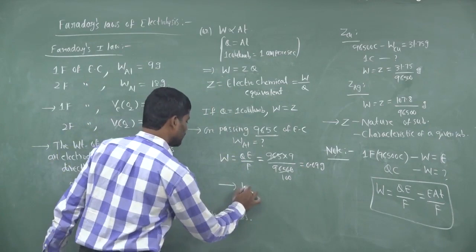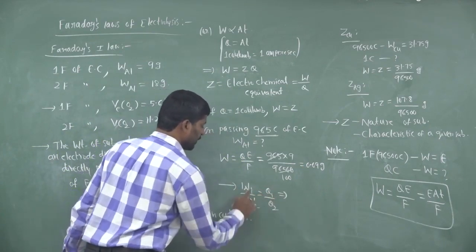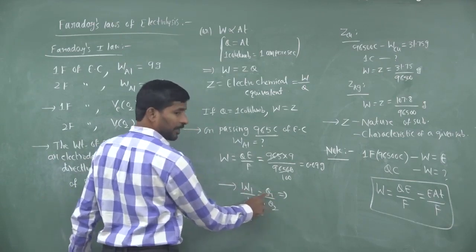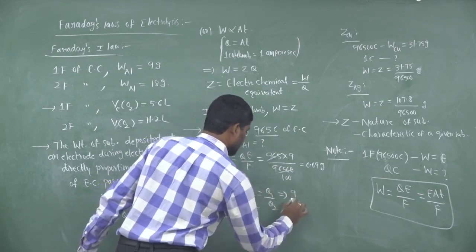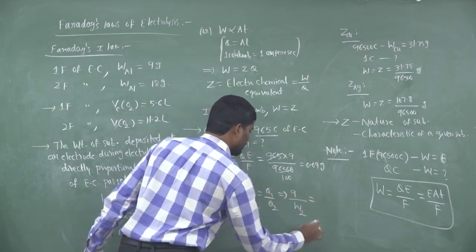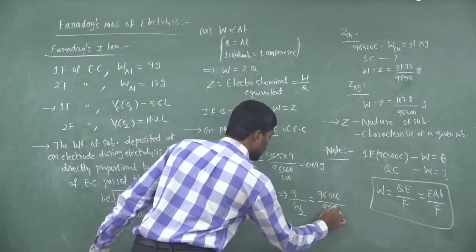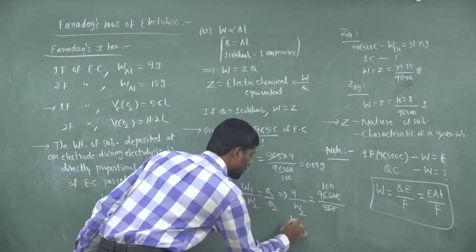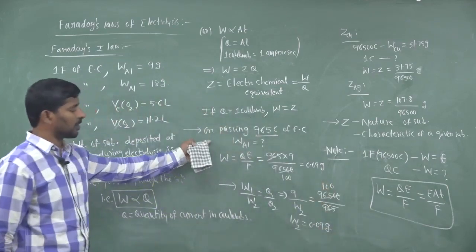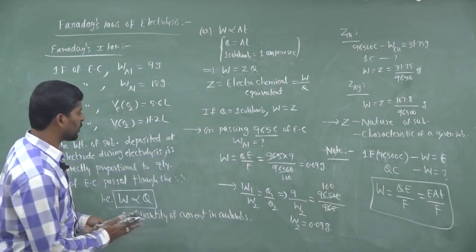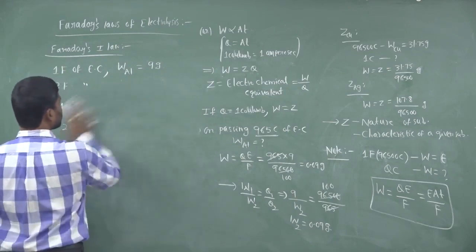Or we can follow like this also. W1 by W2 is equal to Q1 by Q2. If you apply here 96,500, what is the weight of aluminum deposited? 9. Okay, the weight of aluminum deposited we want to calculate. Q1 is 96,500 and we want to calculate for 965 coulombs, 100. So W is equal to 9 by 100, so we get 0.09 grams. So you may follow either like this or like this: W is equal to QE by F, or W1 by W2 is equal to Q1 by Q2.